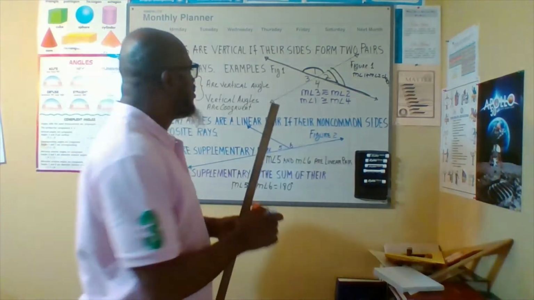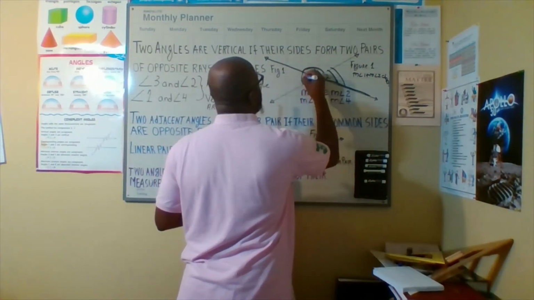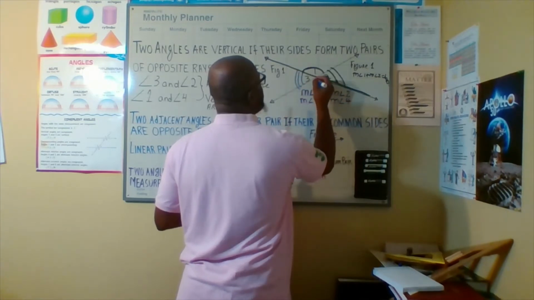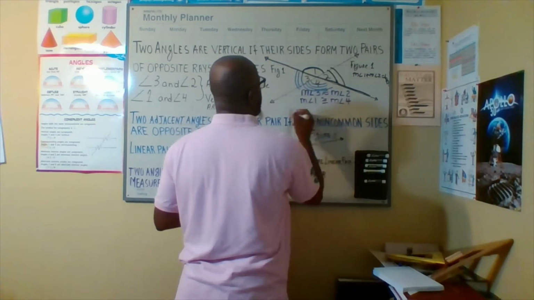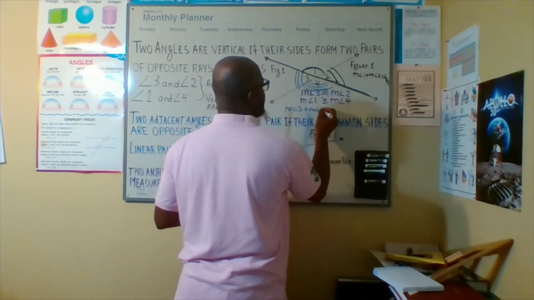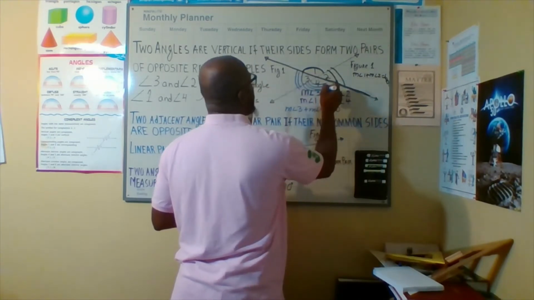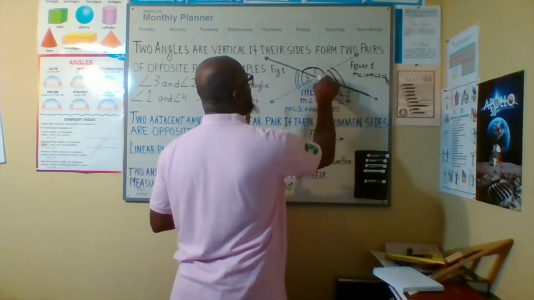If I take angle 3, measure of angle 3, plus this angle will be equal to 180. Measure of angle 3 plus measure of angle 4 is 180, the entire line. I could have said angle 2 plus angle 4 is 180.